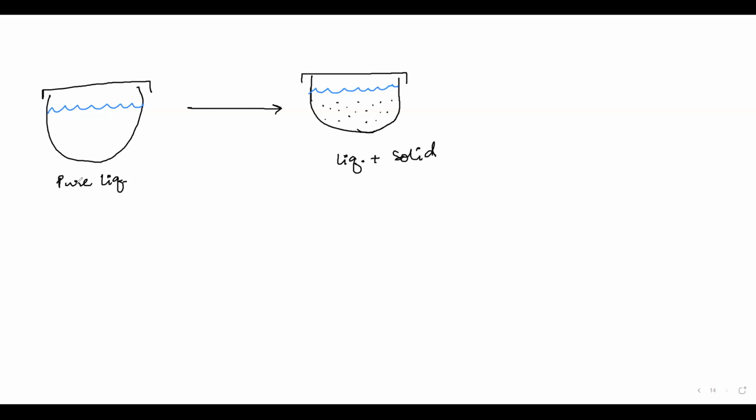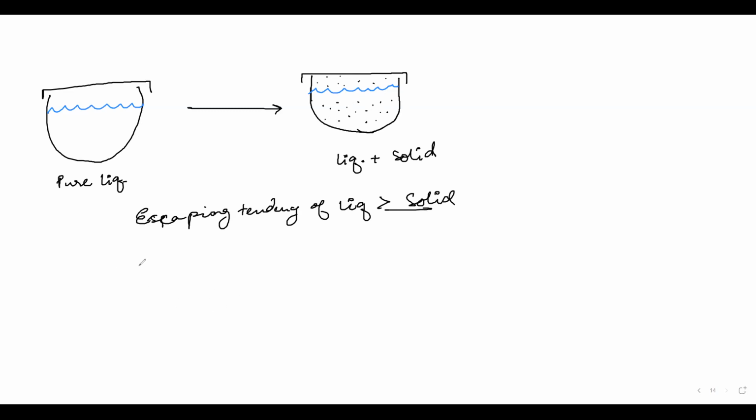Listen, in pure liquid, what is there? We have only liquid. So the escaping tendency of liquid is greater than that of solid. I can say that, right? Any issue with this statement? Now here we have only liquid. Here we have liquid plus solid. So obviously the vapor pressure will decrease. So vapor pressure decreases in the liquid and solid solution.